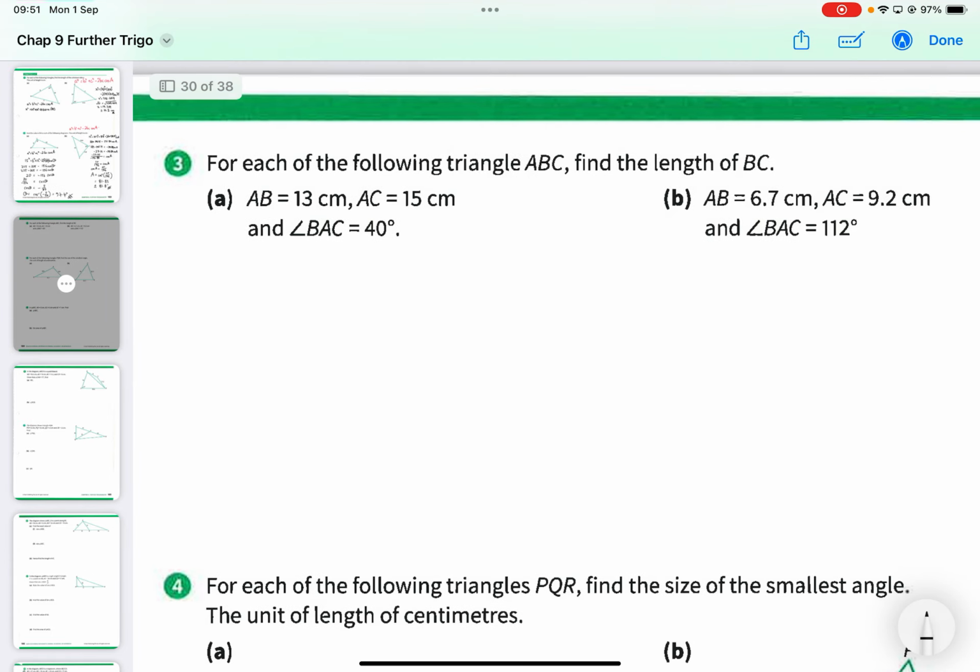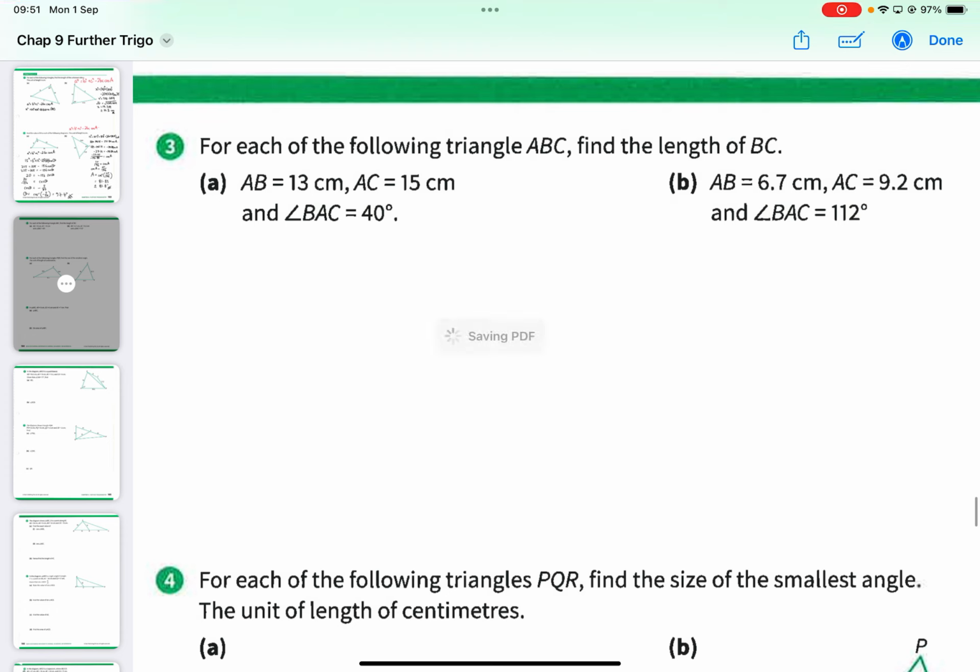Okay, for question 3. It usually doesn't come out like that, but it's good for your practice. Following triangle ABC, find the length of BC. You need to do a sketch on your own first. At least for me, I need a sketch, or else I cannot visualize. So ABC, you can draw anyhow. I just need it to give me the location. Then here is 13, here is 15, here is 40.